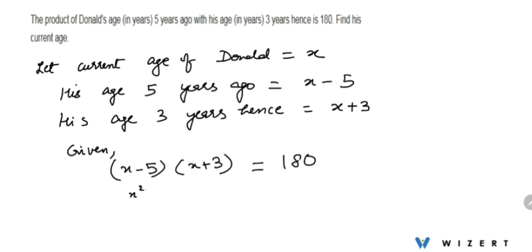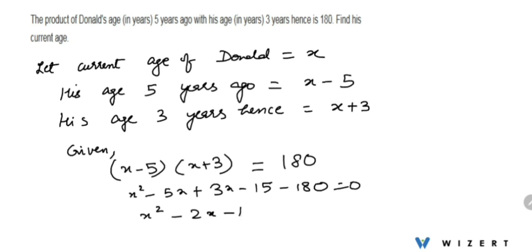So if we expand this we will get this equation. And finally, after simplifying, we'll get the quadratic equation as x square minus 2x minus 195 equal to 0. So after splitting the middle term, we can write minus 2x as minus 15x plus 13x. Now let us take x common from the first two terms.